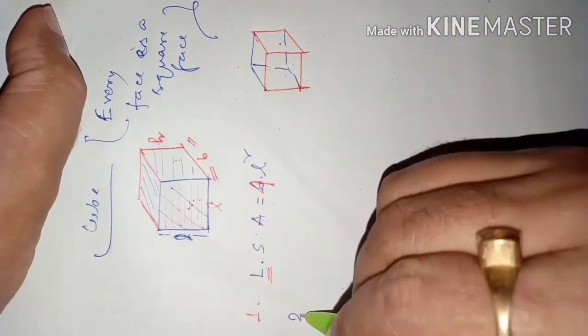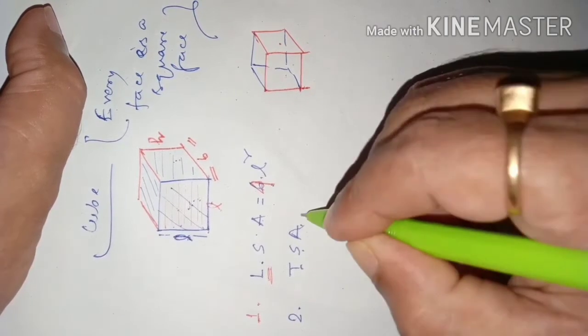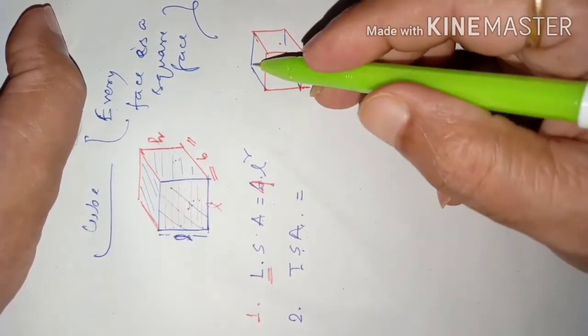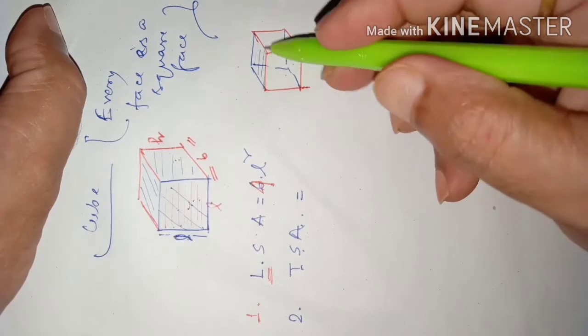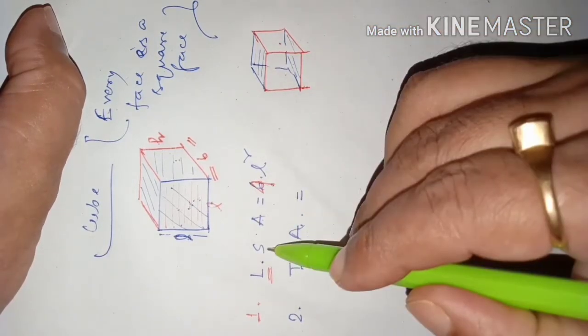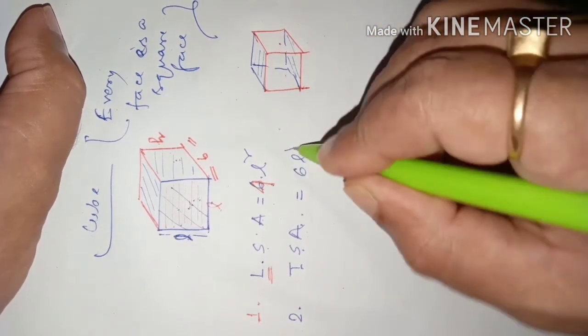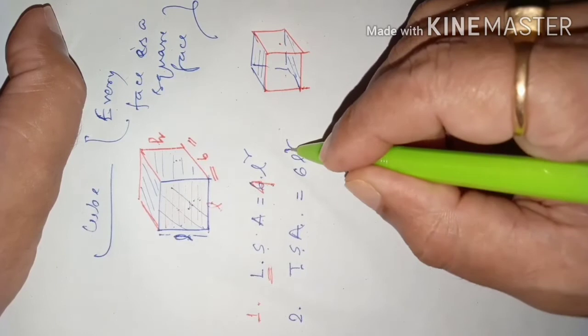What is the total surface area? TSA stands for total surface area. That means all the surfaces, roof and the floor also. 4L square is for the lateral surface area. Since we will consider all the 6 faces, it will be 6L square. Okay, 6 times L square.